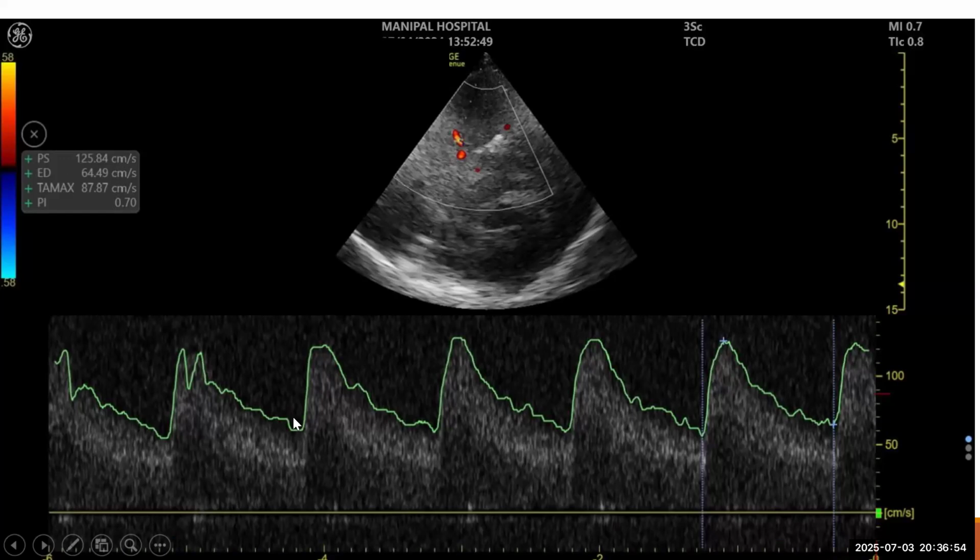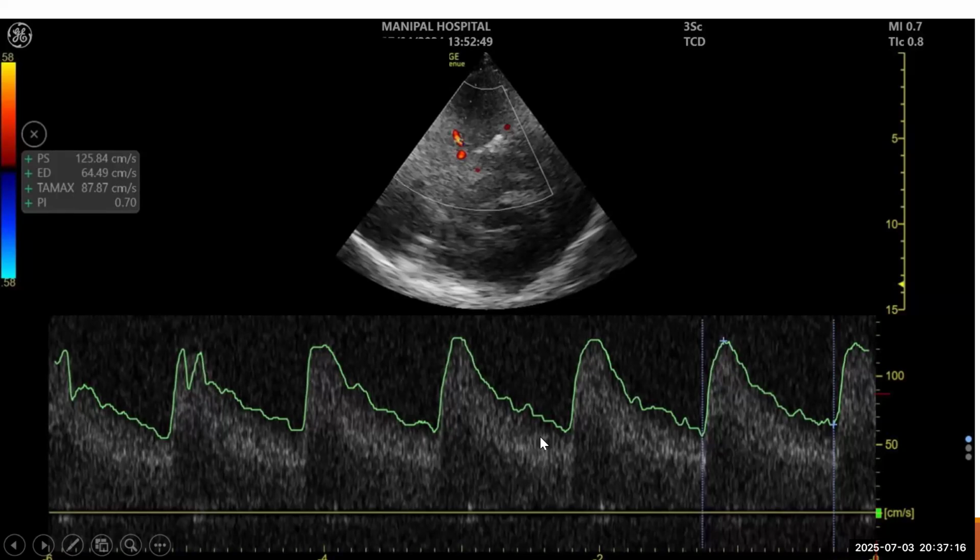Can one of you unmute and elaborate on things? What all do we see here? This is the peak systolic velocity. This is the end diastolic velocity. This is the mean flow velocity. And can you see MI and TI on the right upper corner of the screen?